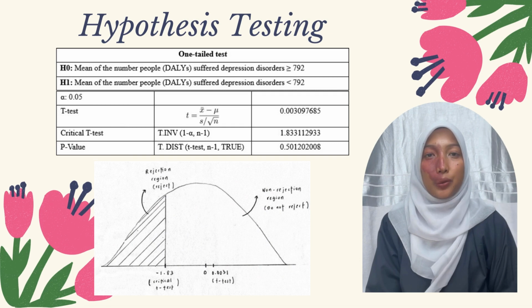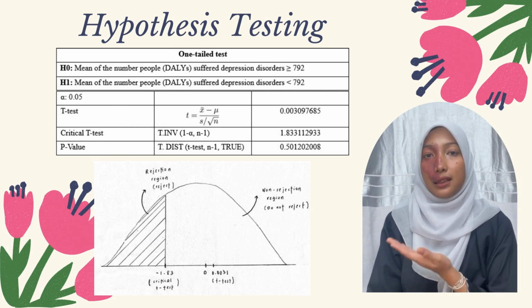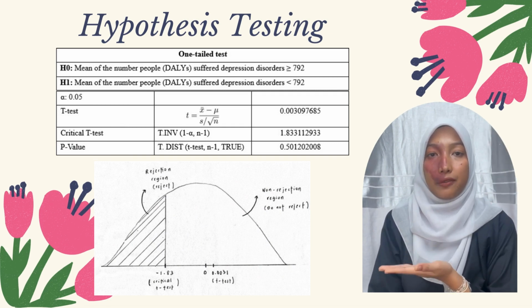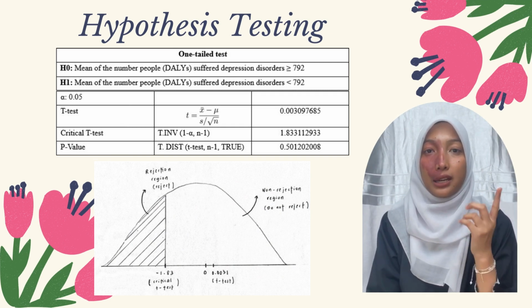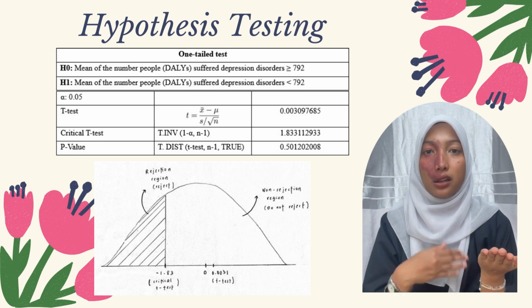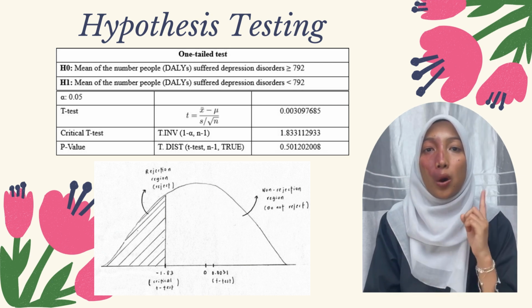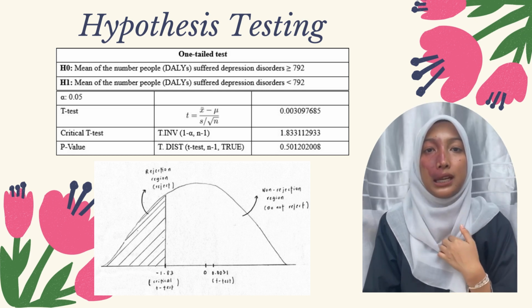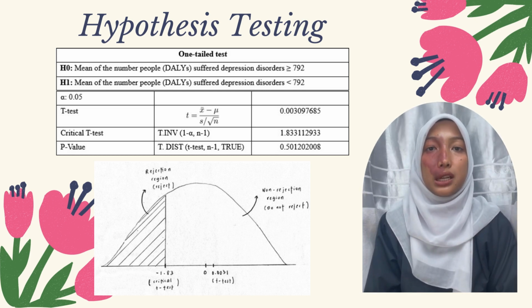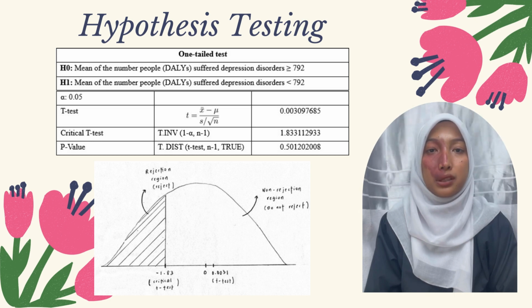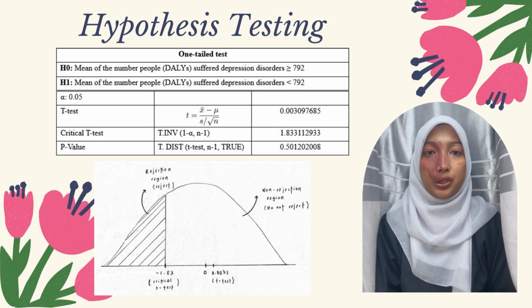Last but not least, I would present my hypothesis testing. This is the step that I have taken to conduct the hypothesis testing. Firstly, I would define the null hypothesis, which is H0, and alternate hypothesis, which is H1. In this study, I will be using a one-tail test because I am only analyzing the direct data, which is the number of DALYs per 100,000 people with depressive disorders in the United States.